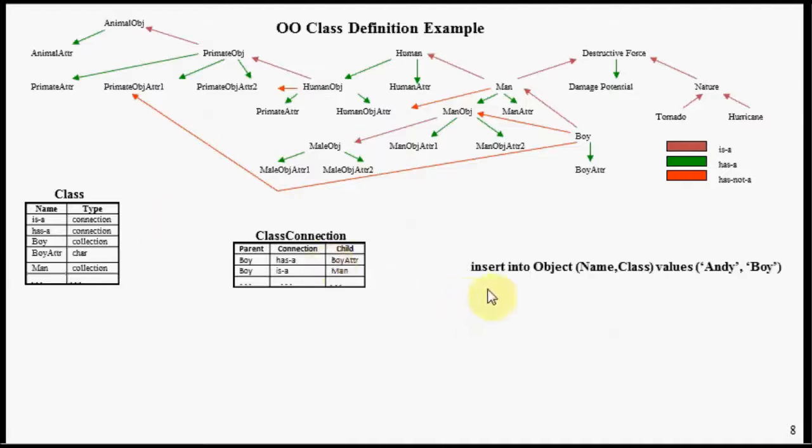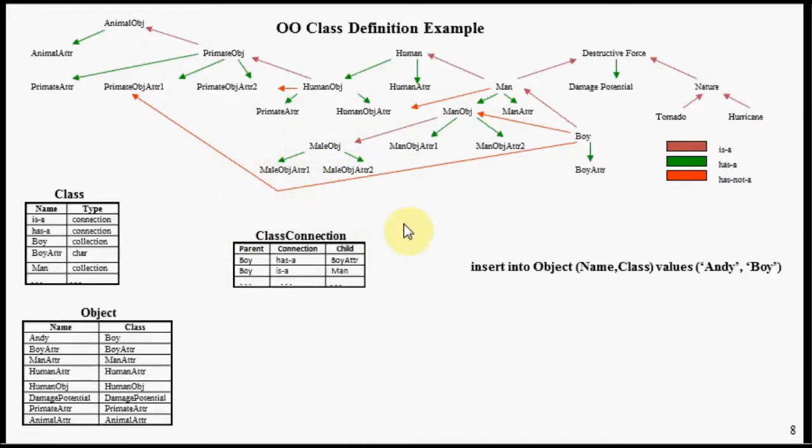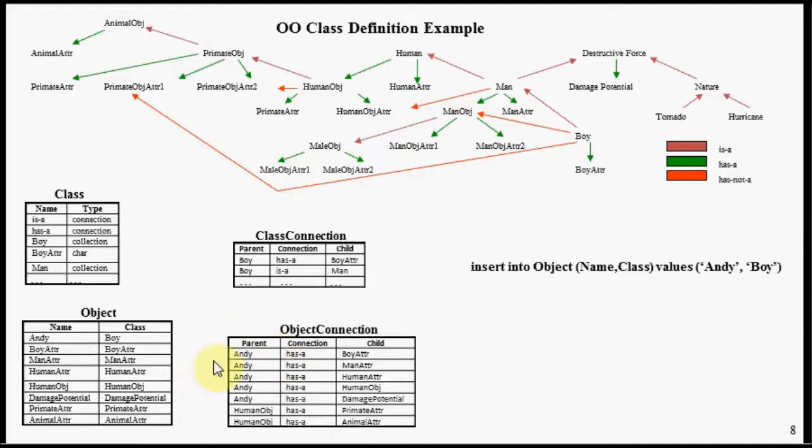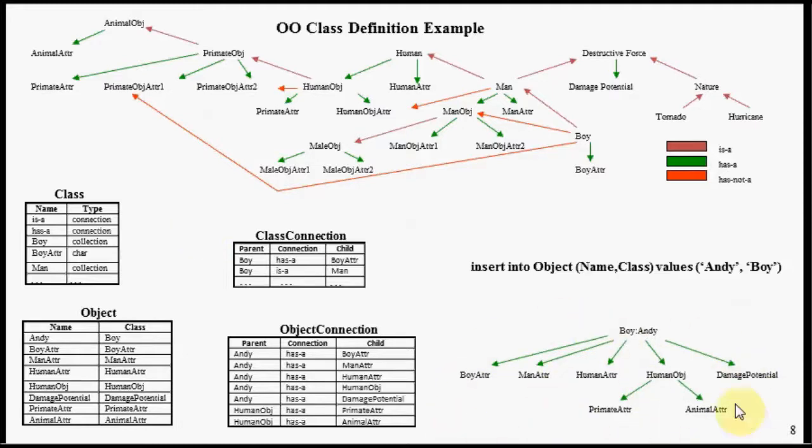Now let's look at what happens when we want to instantiate this particular node, a boy. We're going to instantiate this boy and call this instantiation Andy. Behind the scenes, TCSQL is going to figure out all of the particular properties that need to be inherited, and it will populate the appropriate object and object connection tables. These two tables will represent an object graph that looks like the following.